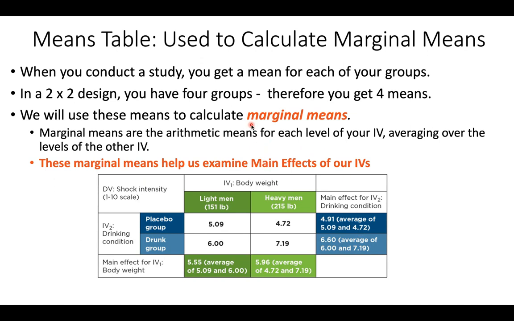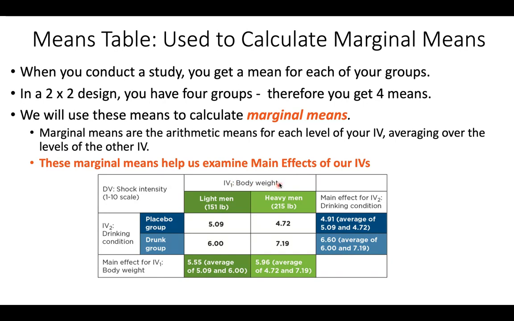So we need to calculate what are known as marginal means. We call them marginal means because they end up in the margins, as you can see, the bottom and the right-hand side of this table. Our marginal means help us reveal whether or not there is a main effect of either IV. If you remember back, I believe to section 2, we discussed how main effects are essentially the effect of a single variable while averaging across the other variable. And so that's exactly what we're going to do.